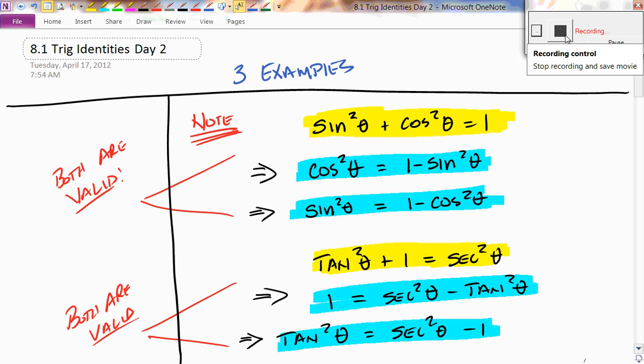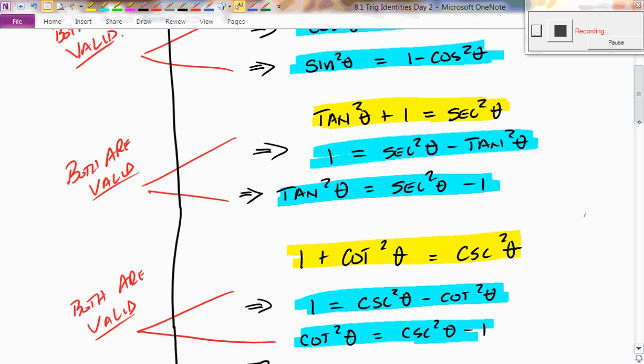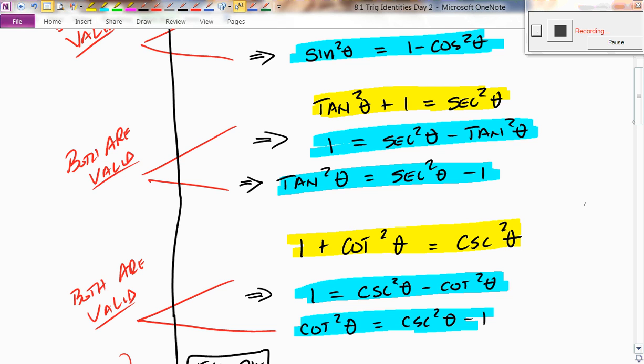So the same thing is true for tangent squared theta minus 1 equals secant squared, and the last Pythagorean identity we had was 1 plus cotangent squared theta. So again, you are allowed to solve the original Pythagorean identities, which are in yellow, for any one of the other two things that you need.